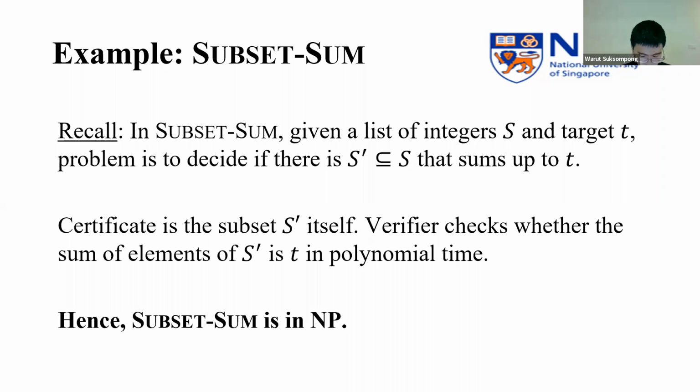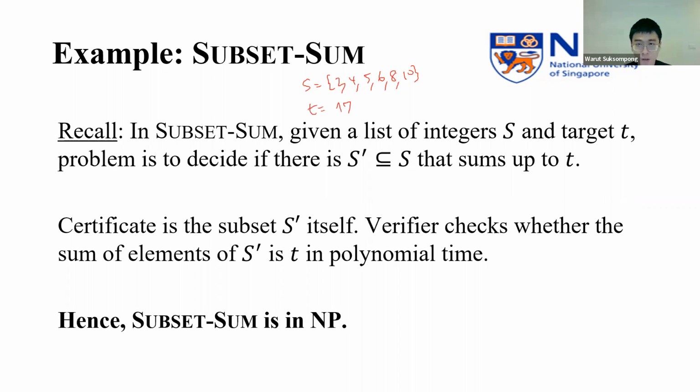Right. So for example, maybe S is 2, 4, 5, 6, 8, and 10, and maybe T is 17. So you want to know whether there's a subset of these numbers that sums up to exactly 17, right? Now, there's no polynomial-time algorithm known for subset sum, but if you just want to verify that this instance is a yes instance, right?